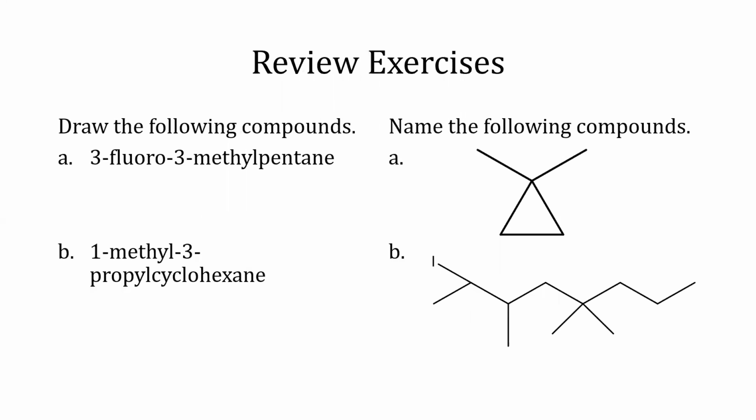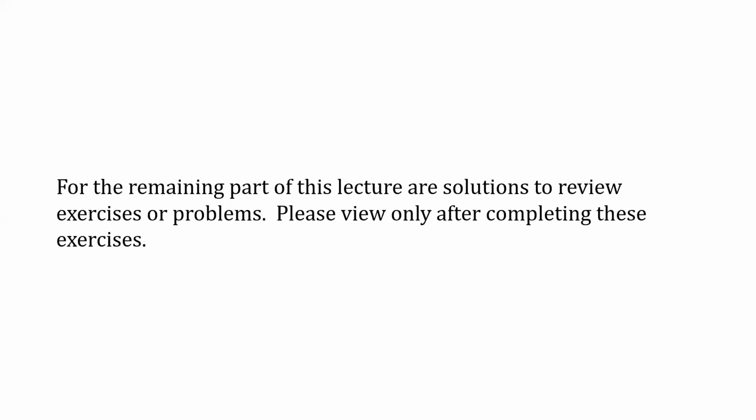Here is a review exercise for you to work on. Draw the following compounds. A, 3-fluoro-3-methylpentane. B, 1-methyl-3-propylcyclohexane. Name the following compounds. Please see the drawings for A and B. For the remaining part of this lecture are solutions to review exercises or problems. Please view only after completing these exercises.